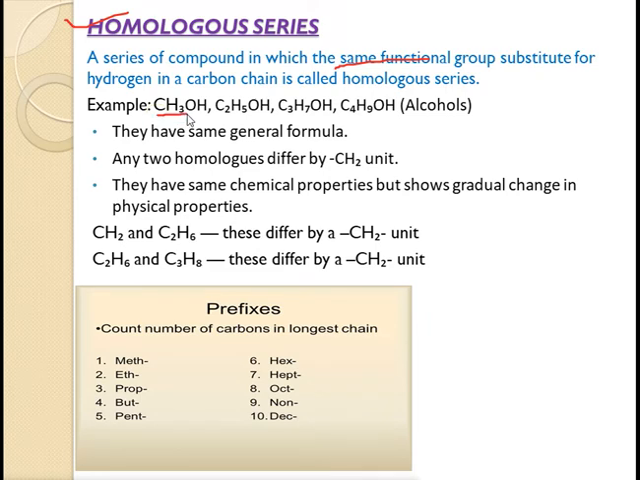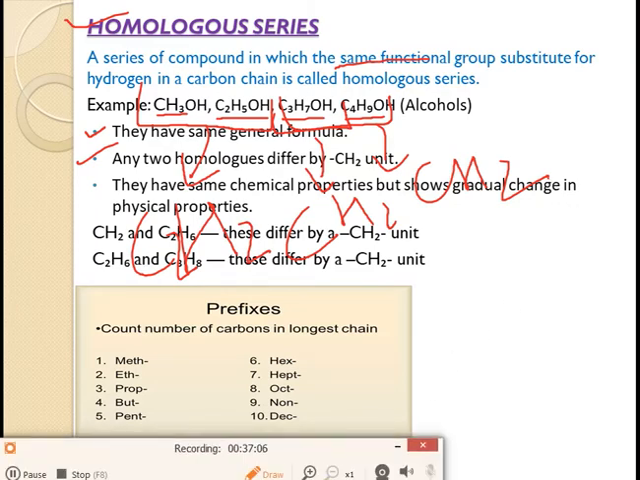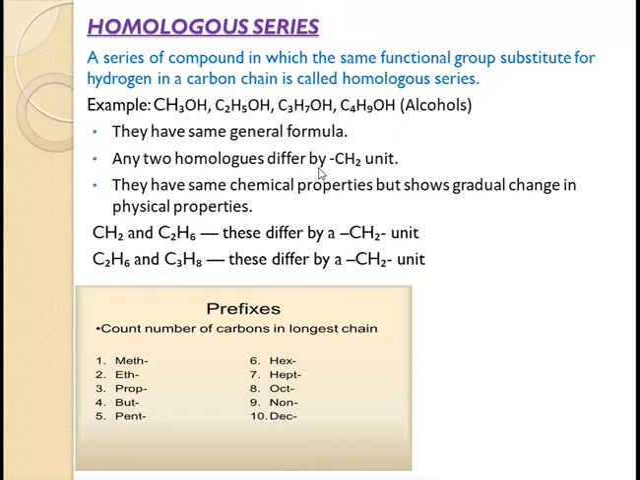Example, you can see CH3OH, C2H5OH. In all these compounds you can see the OH group is there at the end. They have the same general formula, and any two consecutive members of a homologous series differ by a CH2 unit. If you compare CH3OH and C2H5OH, the difference between them will be of CH2. If we compare these two compounds, over there also the difference will be of a CH2 unit. So between any two compounds in a series, the difference will be of a CH2 unit.